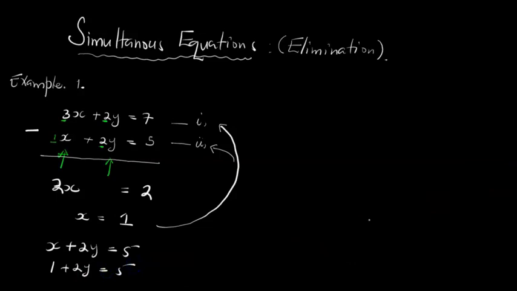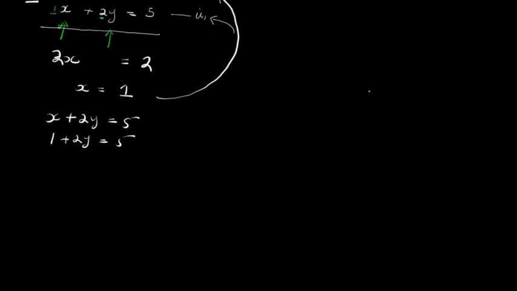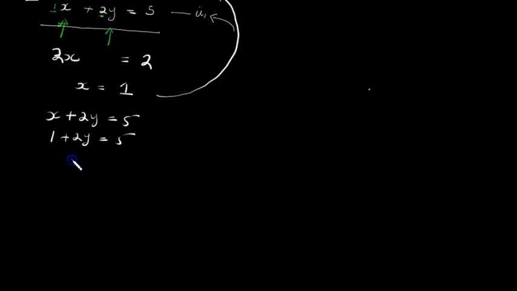When you make y the subject, you have 2y equals 5 minus 1, which is equal to 4. Dividing by 2 on both sides, you can see that y is equal to 2. In this case, we have now solved our simultaneous equation. So the solution is x is 1 and y is 2.